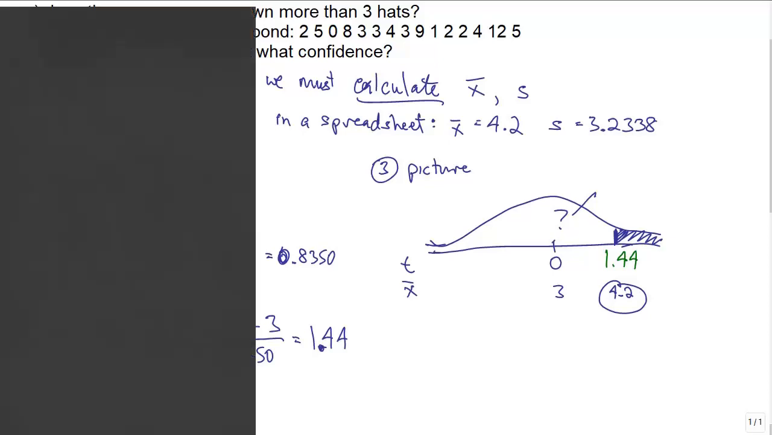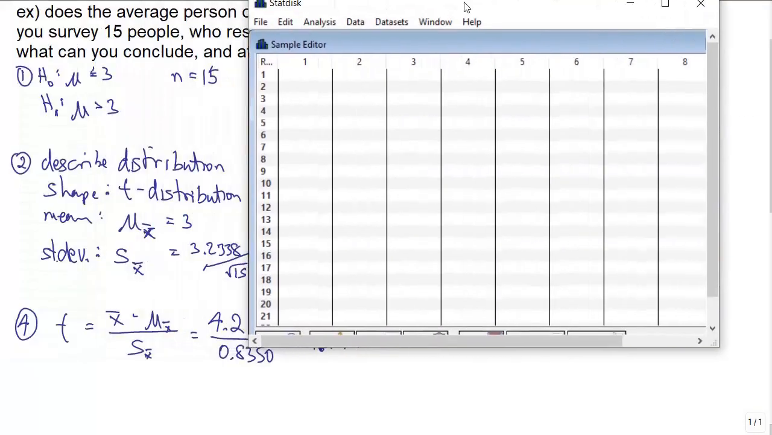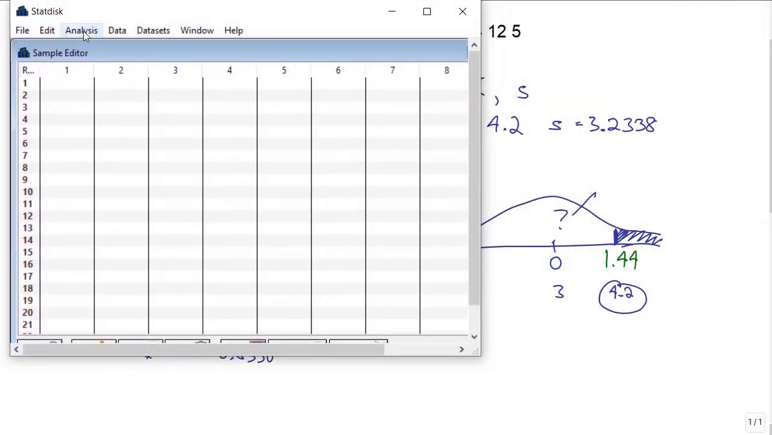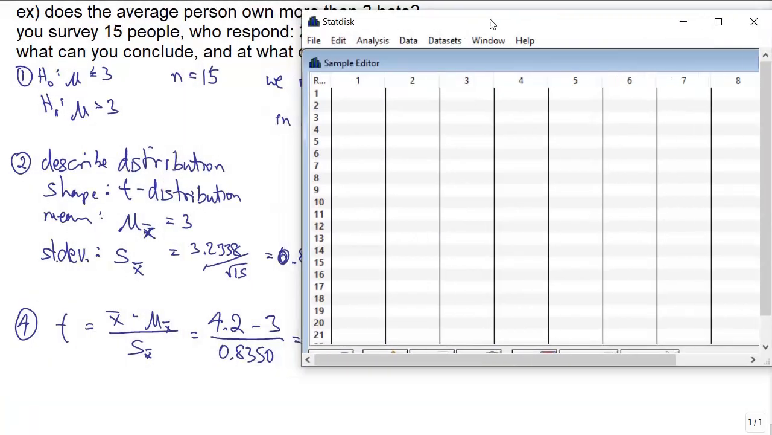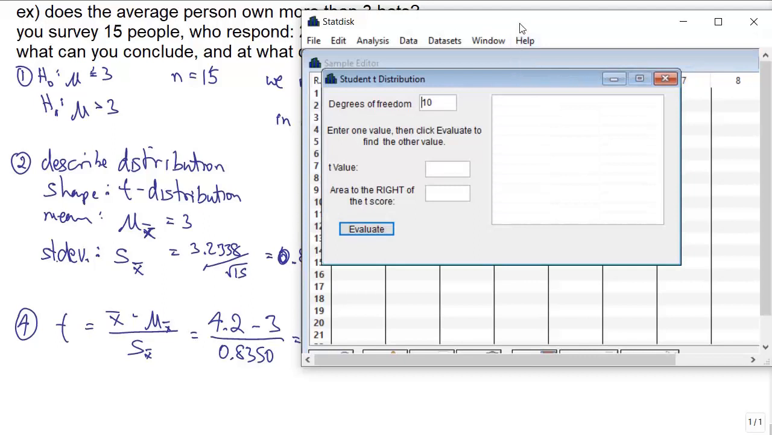So to do that, give me 1 sec and we'll pull up the StatDisk. There we go. Okay, so here's StatDisk, and first we're going to go into probability distributions, and we know that we're using the t distribution. And so first of all, we need degrees of freedom. Well, we know that n equals 15, so the degrees of freedom will be n minus 1, so that's 14.